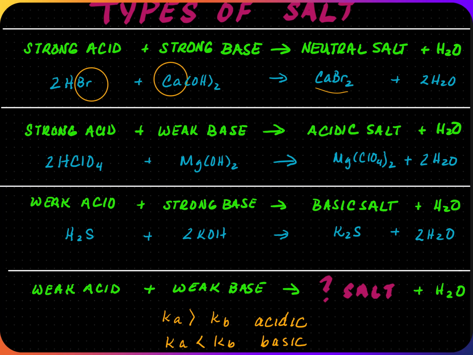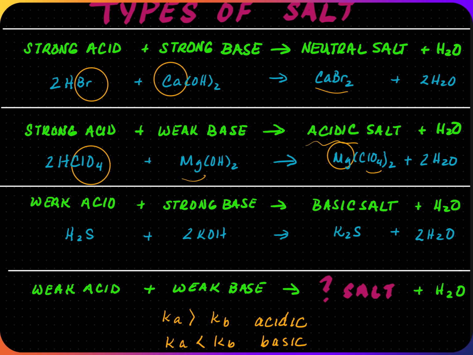If I take a strong acid plus a weak base, it will yield an acidic salt and water. Perchloric acid is a strong acid. Magnesium hydroxide is weak. The cation is still from the weak base. The anion is from the strong acid. Since the acid is stronger, the salt becomes acidic.